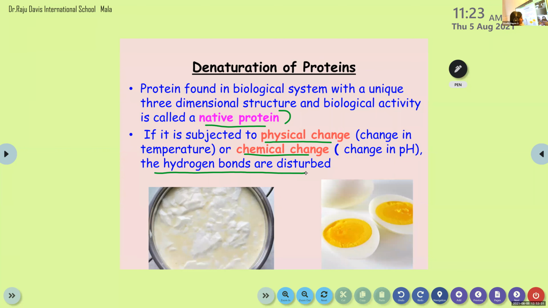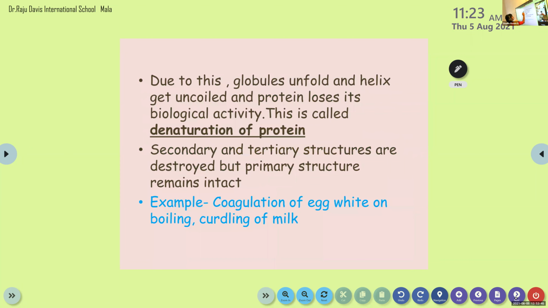Have you completed this one? Okay, so you have to remember, if it is subjected to any physical change or chemical change, the hydrogen bonds are disturbed. So it will completely destroy the structure of this protein. Then due to this, globules unfold and the helix gets uncoiled.